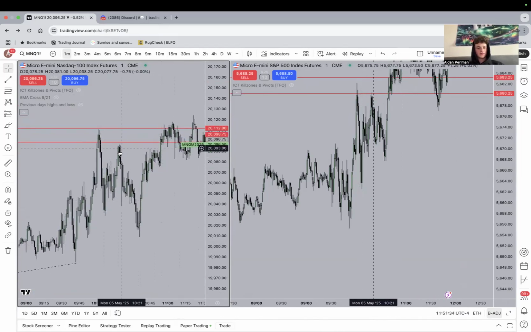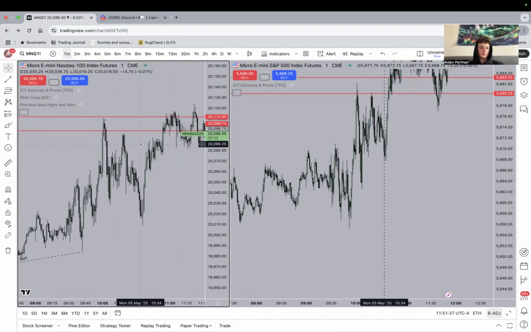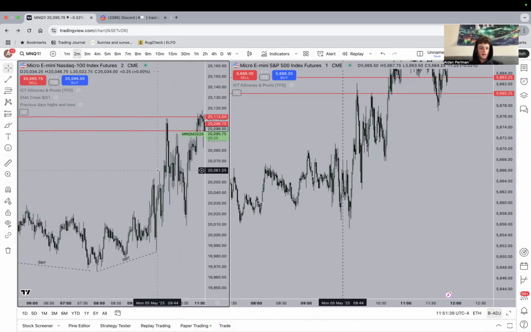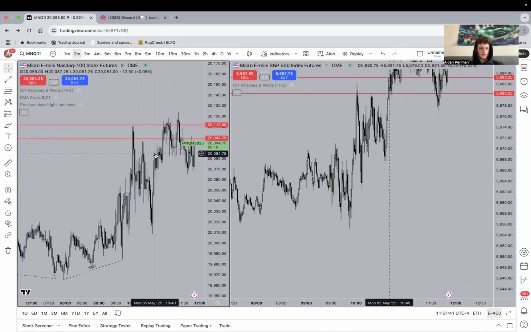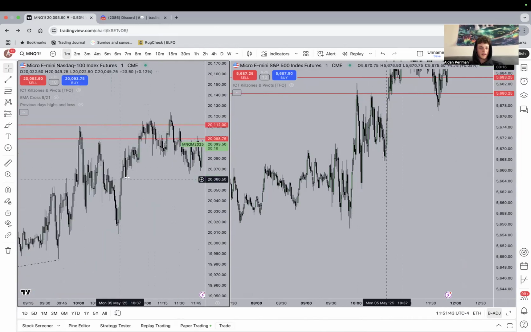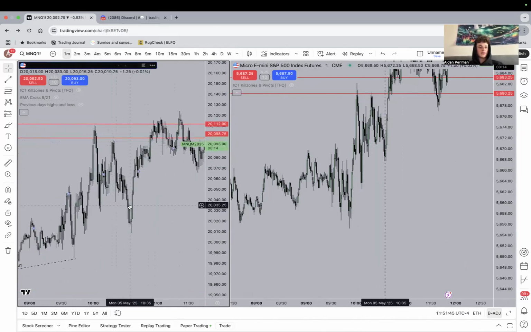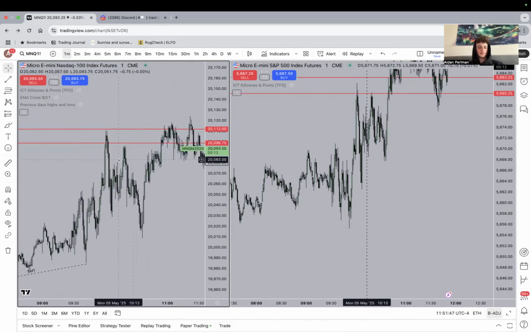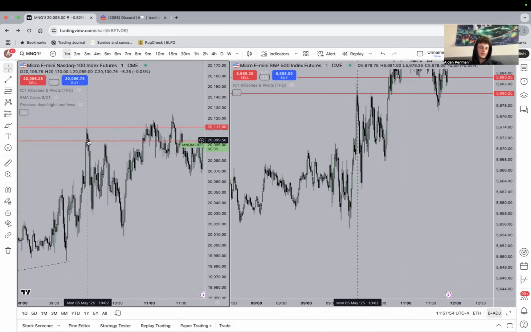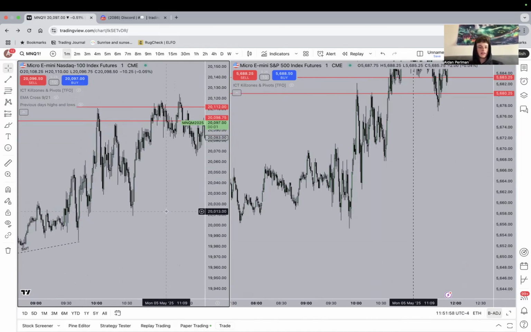We retrace, we flip this gap, and yeah, we flipped that gap. I took this on paper actually, just because the draw was hit. We're in not very good probable conditions. There's no SMT at the top, but still, I just wasn't confident in it, and I would have gotten stopped out if I took that.